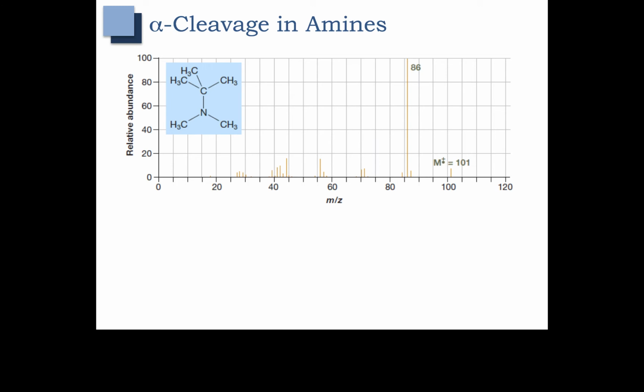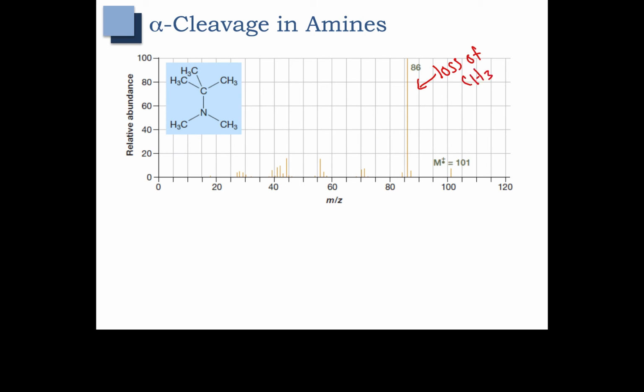Alpha cleavage can also occur in amines. First, let's recall the nitrogen rule. Remember that if we have an odd number of nitrogens, we are going to have an odd molecular ion. So we see that happening here. We also see this peak at 86, and that's because we are undergoing alpha cleavage, or loss of a methyl.